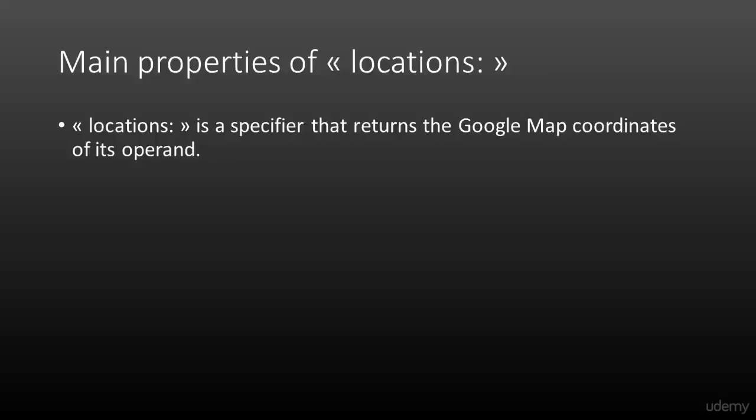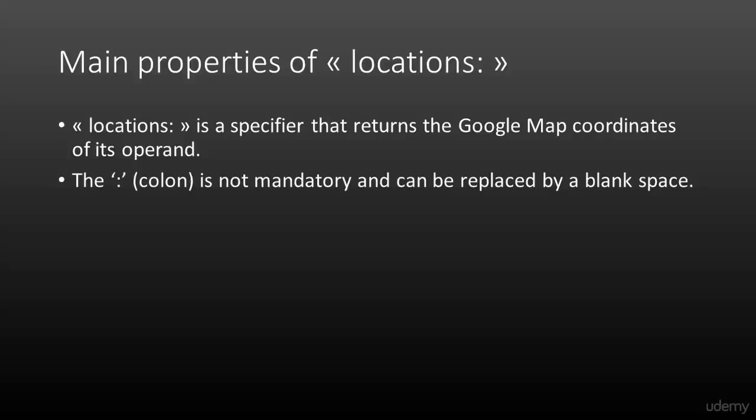The locations specifier returns Google Map coordinates. The colon is not mandatory and it can be replaced by a blank space. So for example, you can write locations colon Paris and it's going to give you the location of Paris on Google Map. Or you can write locations blank space Paris and it's going to do exactly the same.